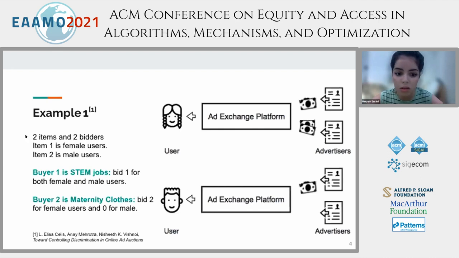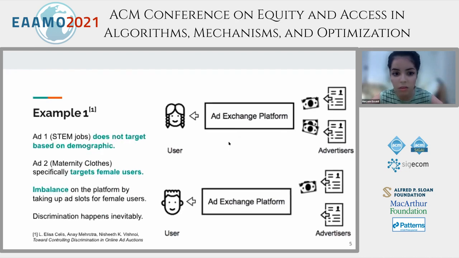As a result, the female user demographic is not going to view any STEM job ads, while the male user demographic is going to view STEM job ads with probability 1. And despite the fact that the STEM job ads bid in a non-discriminatory manner and bid 1 on both users, and despite the fact that the auction is fair because it's a second price auction, the result is going to be an unfair outcome. And so that's going to be a problem.